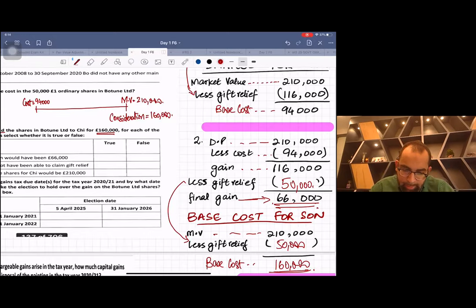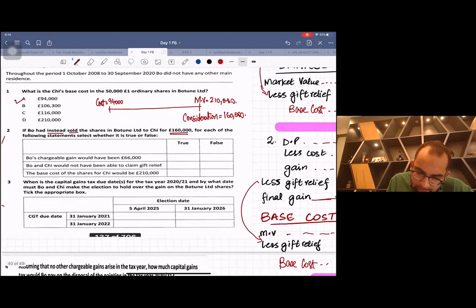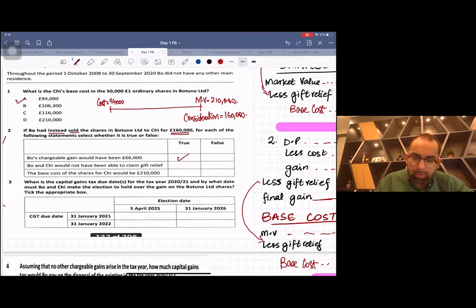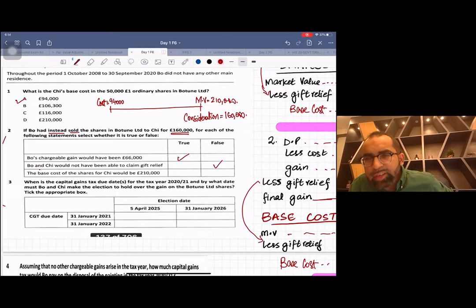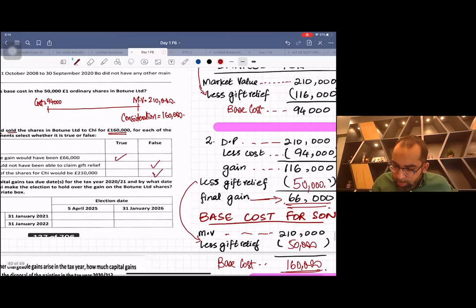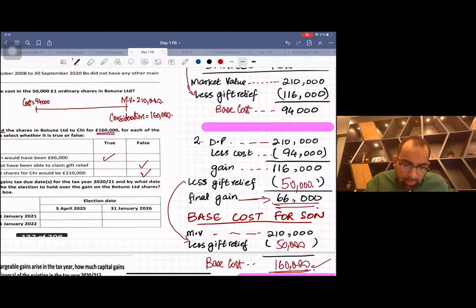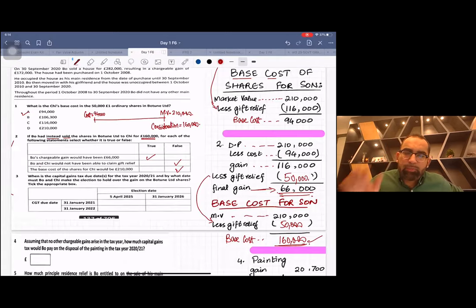Now listen. Bo's chargeable gain would have been 66. Yes, the final chargeable gain is 66. It's true. In the second case, the final chargeable gain is 66. Bo and Chi would not have been able to claim gift relief? No, it's false. They can still claim gift relief, but only for 50,000. So this one is wrong. The base cost of the shares for Chi would be 160. Again, it's wrong. So the first one is true. The second and third are false.